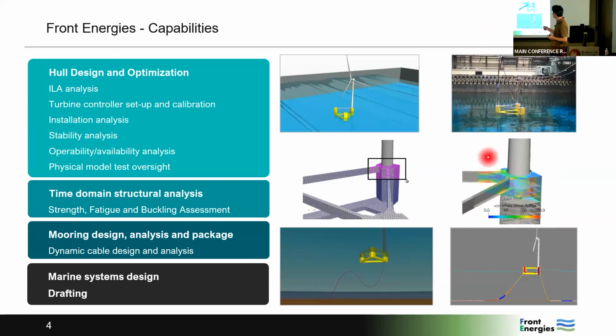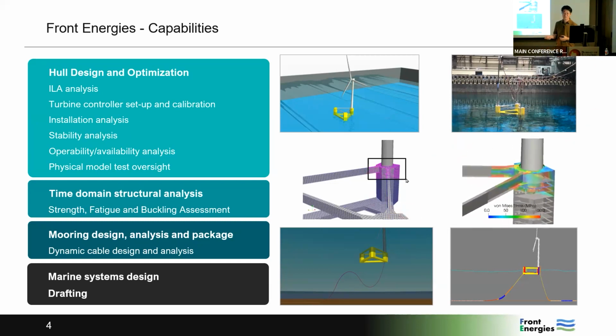This is the actual model test. We did it at KRISO, the Korea Research Institute. The second line is the structural analysis. You can see there is some time-varying structural response. This comes from our software. And this is a power cable analysis snapshot, and a mooring line snapshot is also provided. Even though there are many smaller players, we support this kind of capability.